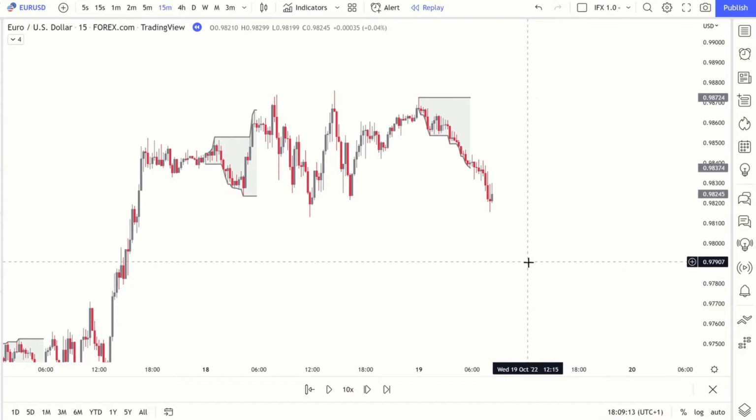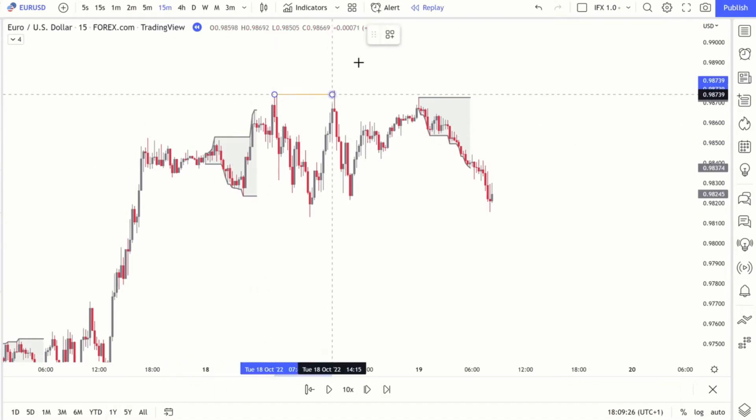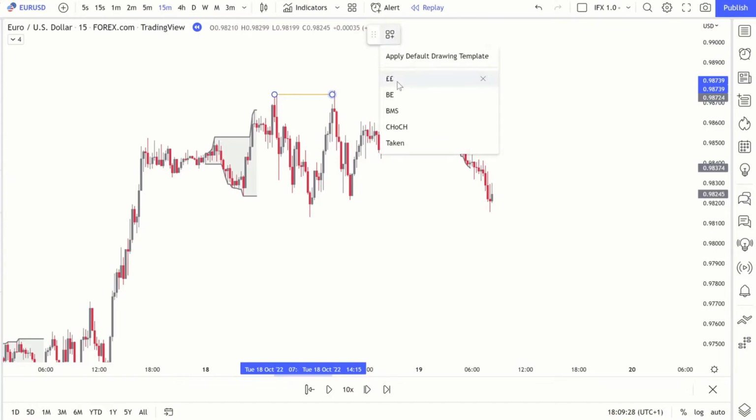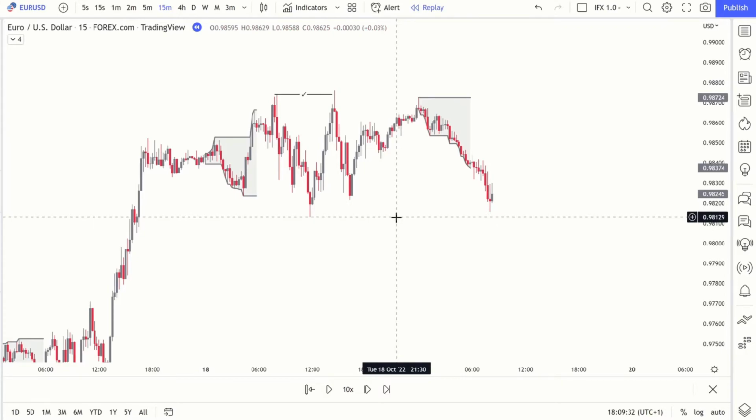So, quick little example. I'm not going to focus too much on the entries, etc. I just want to show you guys what to look out for. So initially, what do we have? We have a sweep of ERL, right? Which is what we want to see, especially after breaks in structure, and so on and so forth.